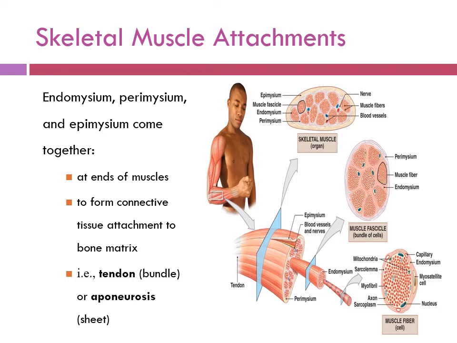You have a lumbar aponeurosis, that's sort of the main one. There's an aponeurosis that covers the back of your skull. So we have a few of those in the body. But that is the combination of the epimysium, the perimysium, and the endomysium all coming together.